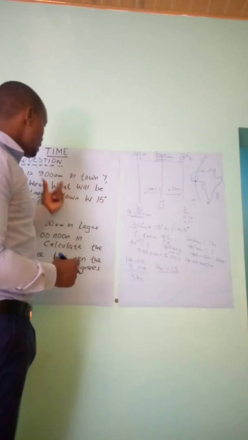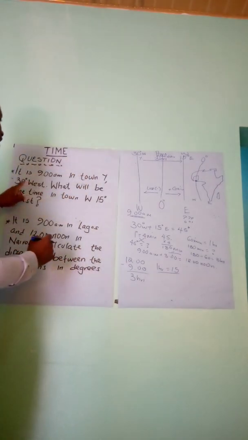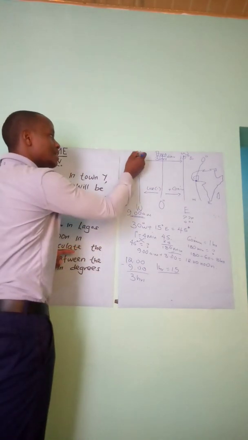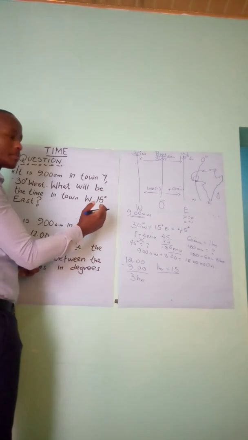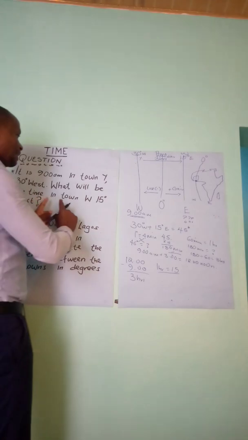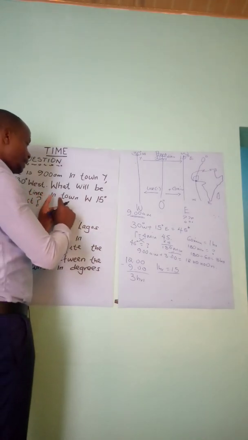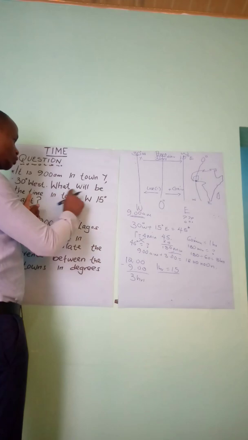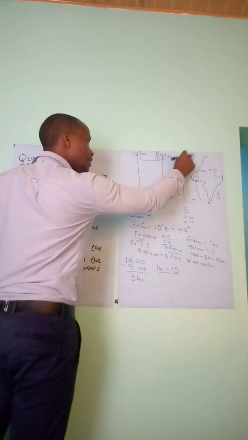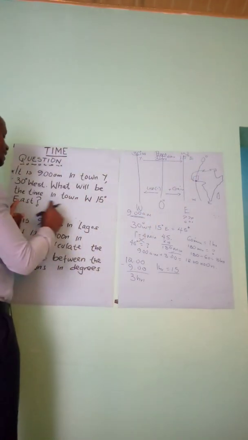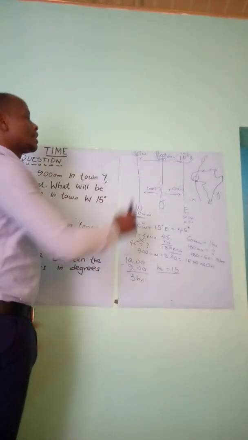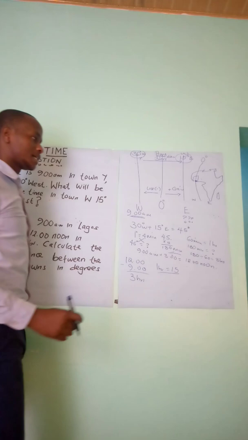So, in my question, for example, town Y is on 30 degrees west. It therefore means town Y is here, on the western side of the prime meridian, 9 a.m. And you are told what will be the time in town W. This is the town W, 15 degrees east. You can see they have represented the west and the east respectively.